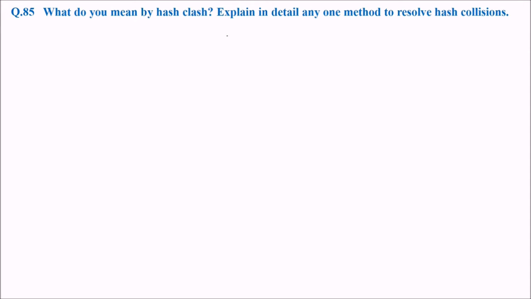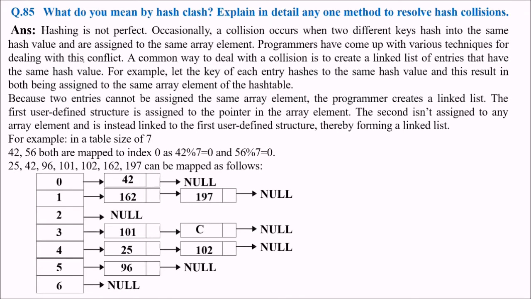What do you mean by hash clash? Explain in detail any one method to resolve hash collision. So hashing, as we have seen earlier also, will have collisions. Collision occurs when two different keys hash into the same hash value and are assigned to the same array element. So programmers have come up with various techniques for dealing with this conflict or collision. And the common way to deal with the collision is to create a linked list of entries that have the same hash value.